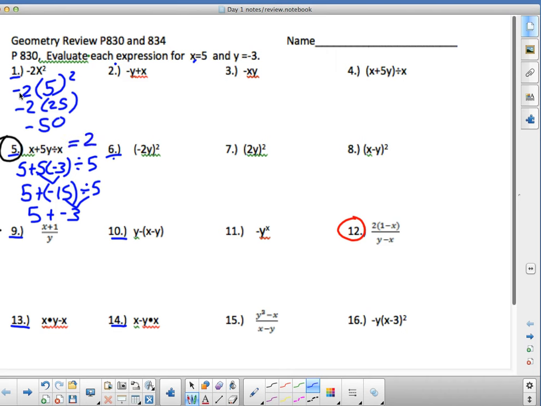Now, we've evaluated according to the order of operations. Okay, so make sure you're getting it done. You got a question? Okay.